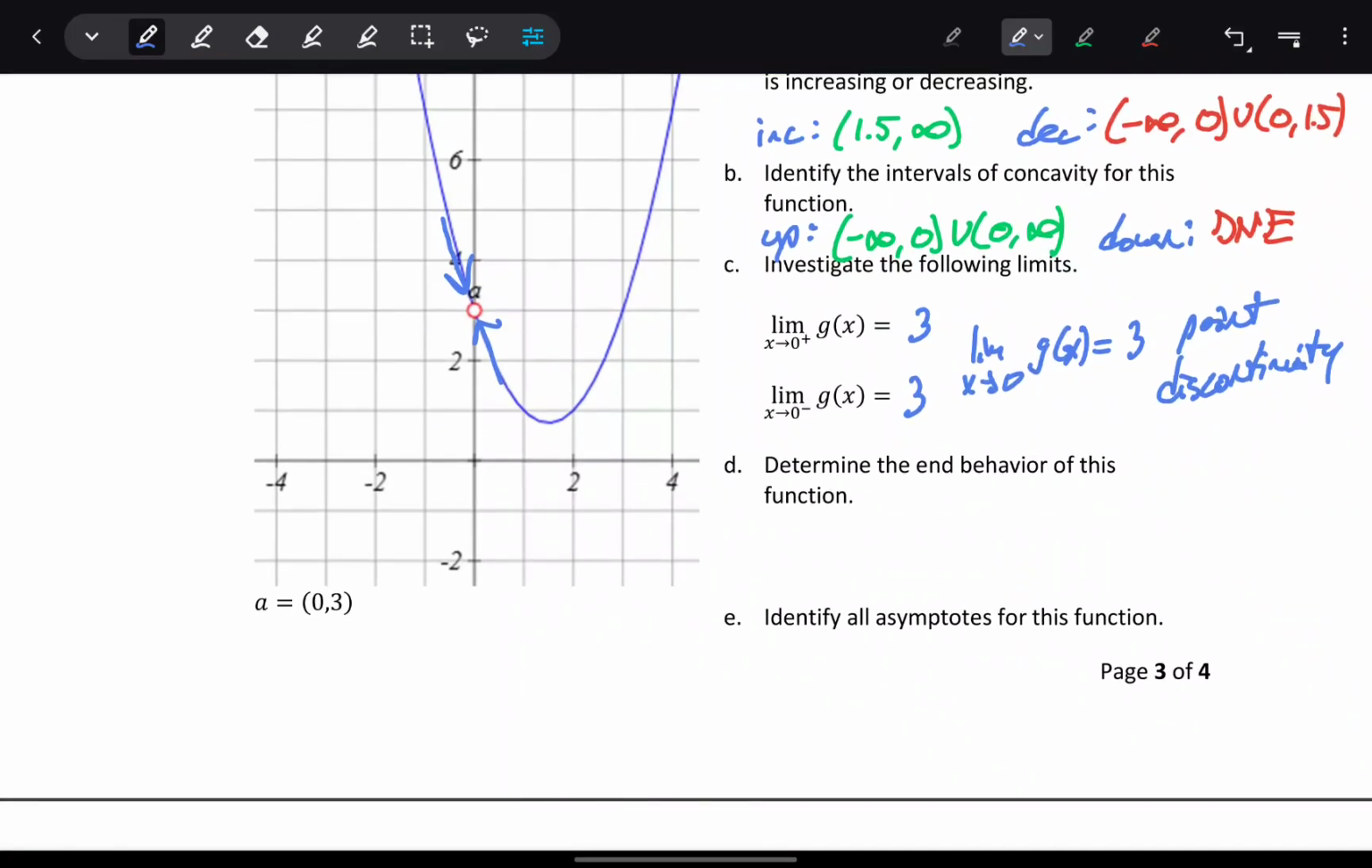Then we can look at the end behavior of this function. In this case, it's headed off to positive infinity in both directions. And we can identify all asymptotes, which in this case would just be DNE, does not exist. This function has a point discontinuity, but no vertical or horizontal asymptotes.